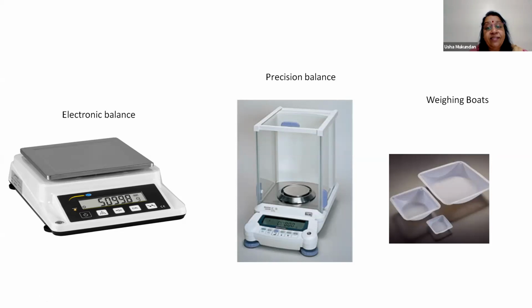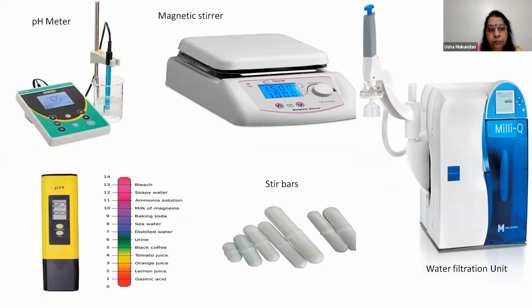Where will you place the balance? It should be a tabletop which is properly balanced. You must ensure that there is no vibration whenever you are using a balance, and the peripheral region of the balance should also be kept very clean. Now these are the different instruments necessary.